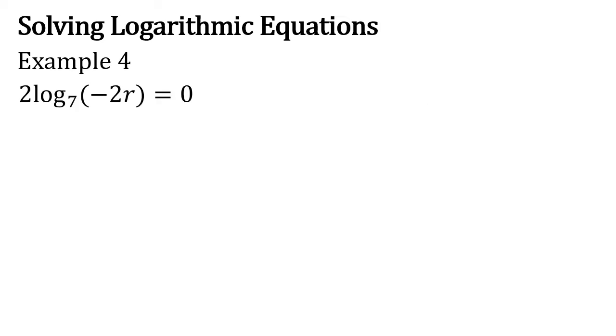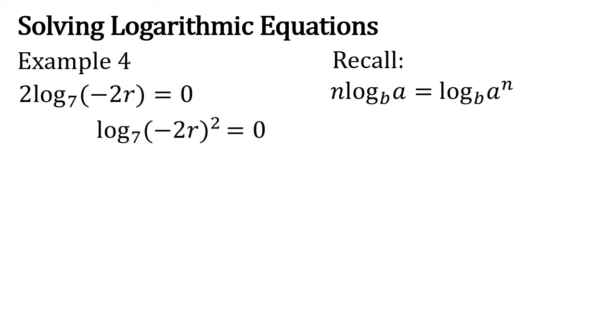Example 4, 2 log negative 2r base 7 equals 0. Recall, n log a base b is equal to log a to the n base b. So we can express this as log negative 2r raised to 2 base 7 equals 0. Then, remember from our previous example, we can express this as negative 2r squared equals 7 to the 0. And 7 to the 0 is 1.